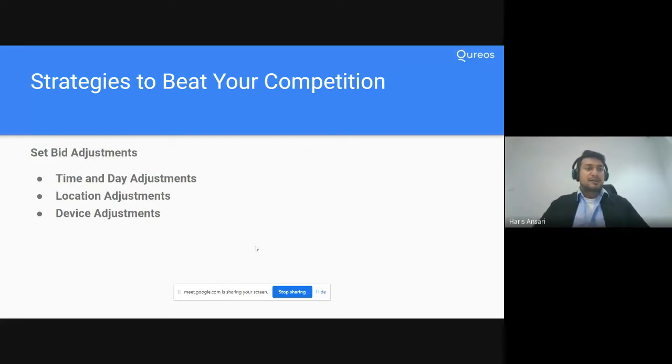Then comes the bid adjustment. What are bid adjustments? So there are different components of search ads like location, time, day, device, where you can increase or decrease the bids.